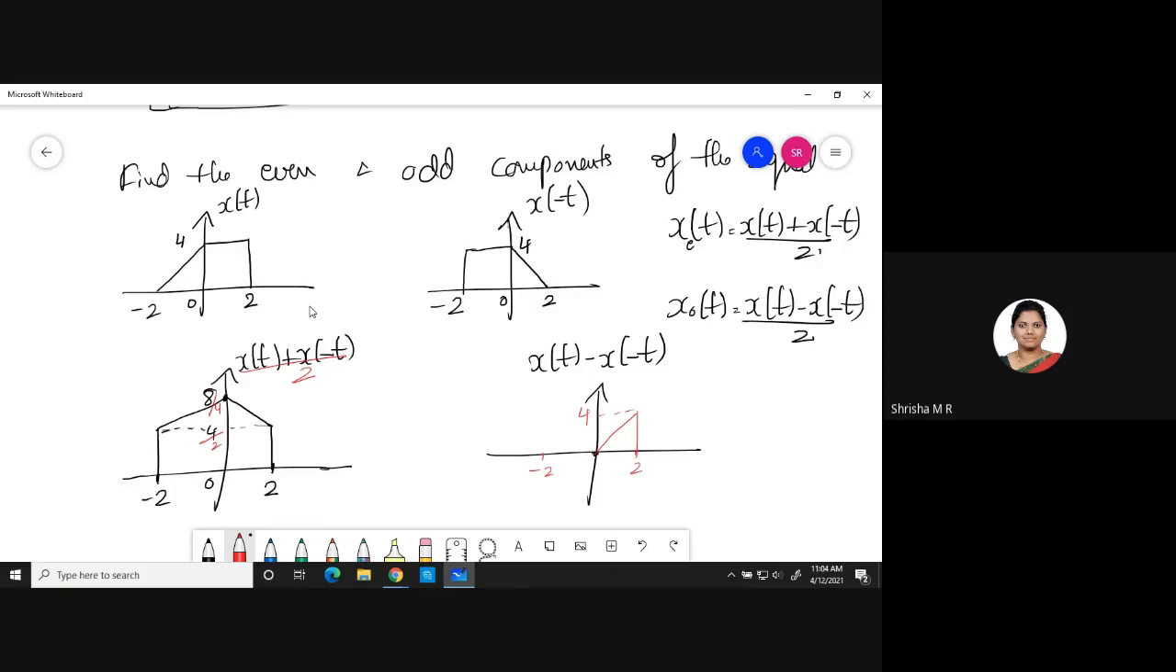Similarly, at -2, what is the amplitude? It is 0. And here, what is the amplitude? Here it is 0. Here it is 4. So 0 minus 4, it will be -4. Got it? So if you want to plot the odd part, multiply it with 0.5. So amplitude will be scaled to +2 and -2. Understood, everyone? Yes, ma'am. Is it clear?